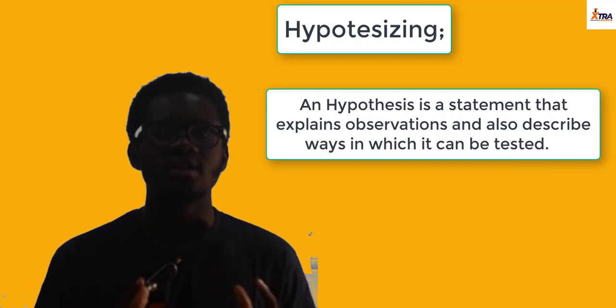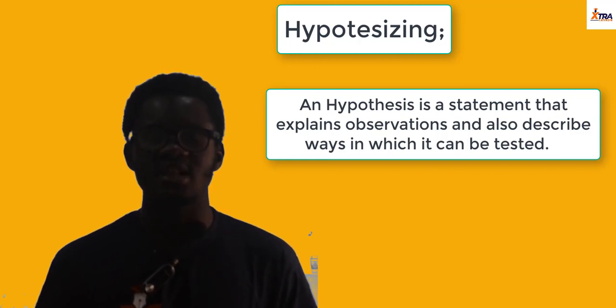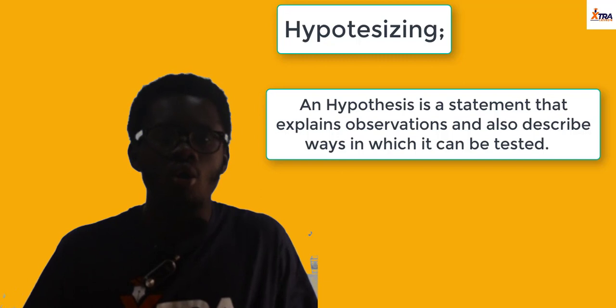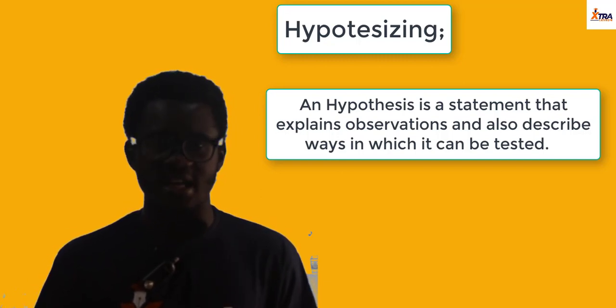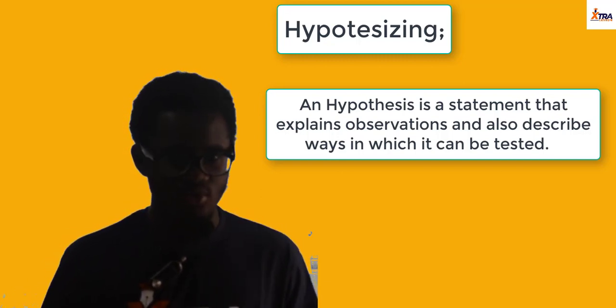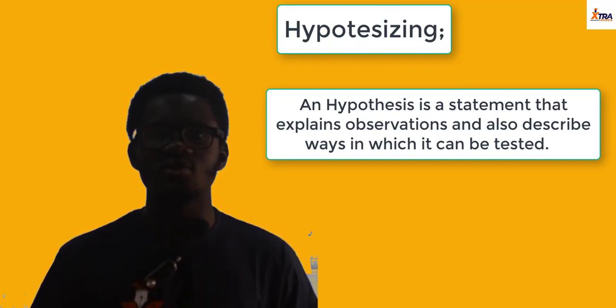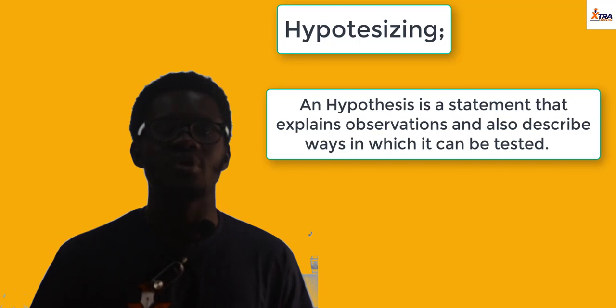Now, in science, when you make a hypothesis, I've told you it can be revised, it can be refined, and it can also be discarded as new scientific evidence comes up. But you see, how do you know that, oh, I need to refine this, I need to revise this, I need to probably discard this?